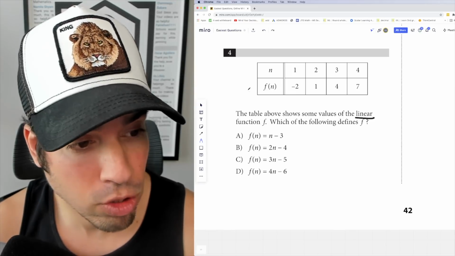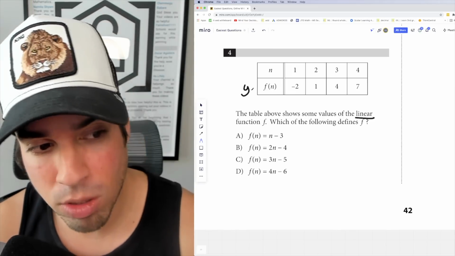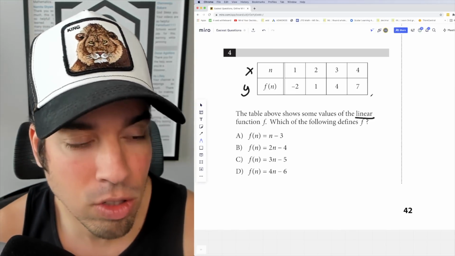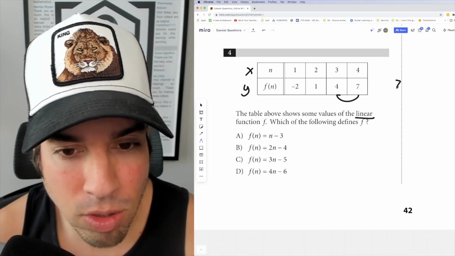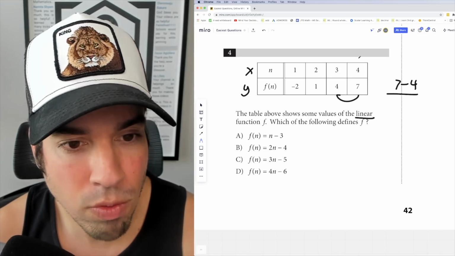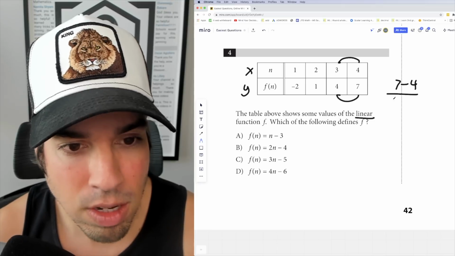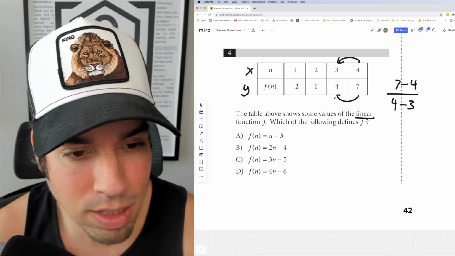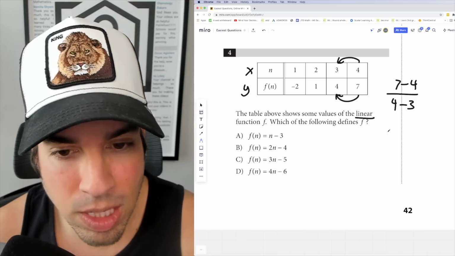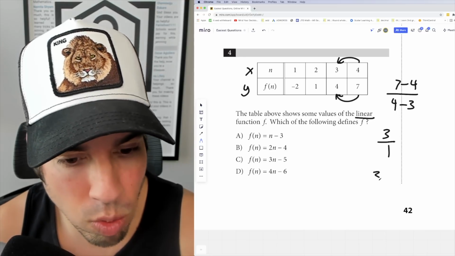Again, the function values are the same as the y values, so I can put a little y there. This is almost like the x values. So to get the slope, it would be the difference of the y's, so like 7 minus 4 over the difference of the x's, 4 minus 3. And notice we have to go in the same order, right to left for both of these. So that gives me a slope of 3 over 1 or 3.